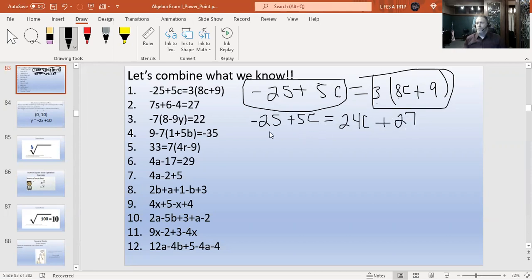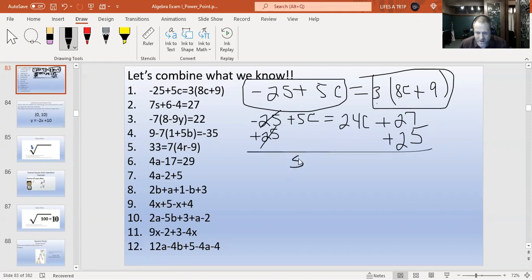What we want to do is start getting the variables to one side, ultimately the single variable by itself, and the whole numbers to the other side. Let's start with the left-hand side. Let's get rid of that negative 25 because we want to get down to the variables on the left-hand side. So we're going to add 25 and cancel. But what you do to one side, you do to the other side.